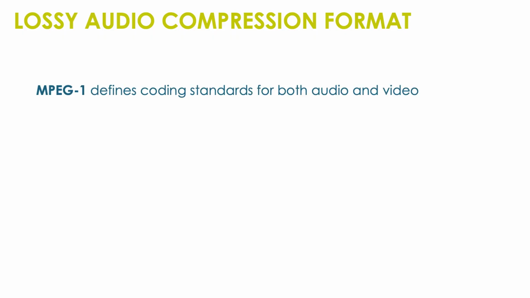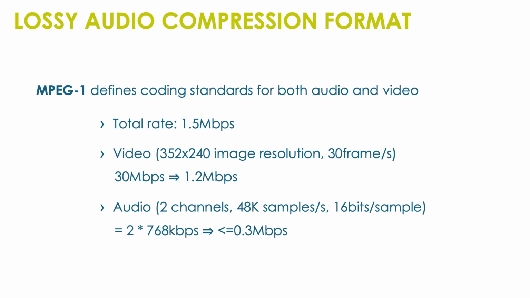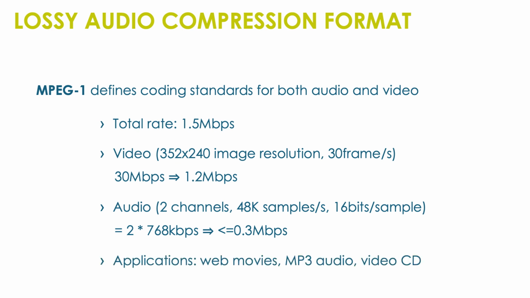MPEG 1 defines the coding standard for both audio and video, and it defines the characteristics of the total rate, the video resolution, and the sample rate for the audio. The applications of MPEG 1 are basically web movies, MP3 audio, video CDs, and others.